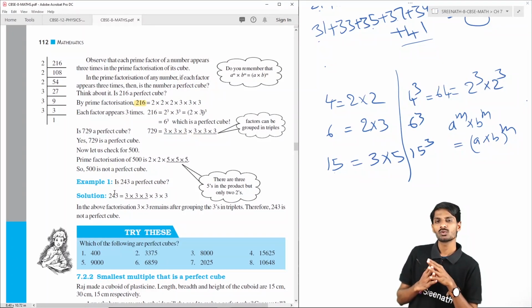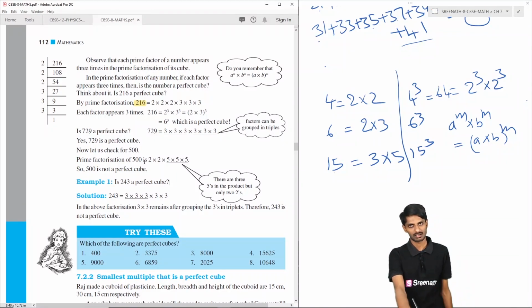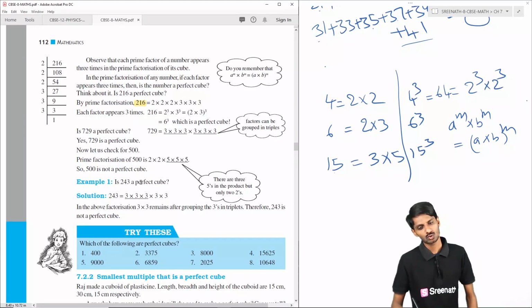So whenever you can write any number in terms of cubes, we can say that number is a perfect cube. 6 cube is a perfect cube. If you see here, there are only two 2's and three 5's. If it had another 2, it would be a perfect cube, but it does not have another 2. That's why it is not a perfect cube. If you want to make it a perfect cube, you have to multiply it with 2, then it will become a perfect cube. That is the thing, students.